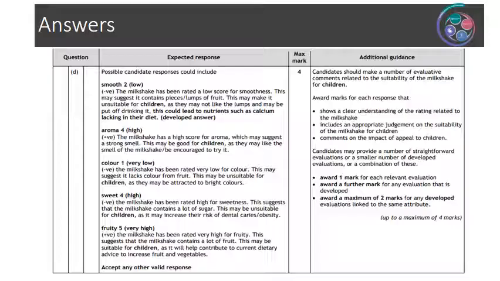This is a negative. The milkshake has been rated very low for colour. This may suggest it lacks colour from fruit. This may be unsuitable for children, as they may be attracted to bright colours.